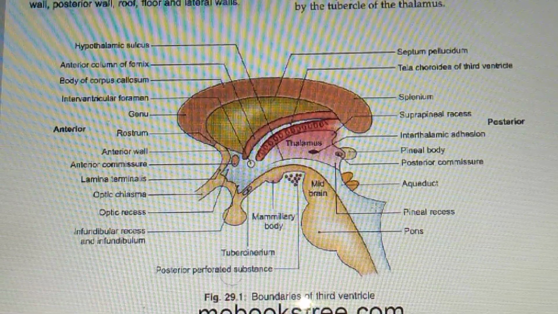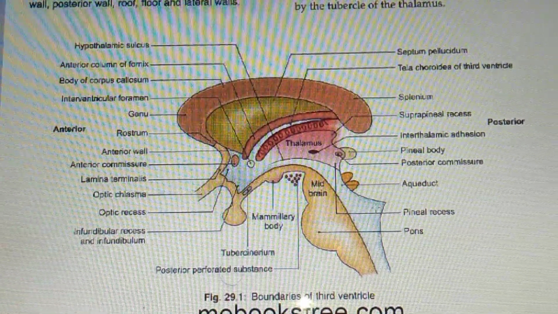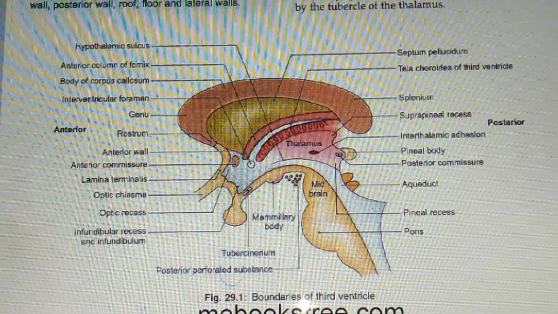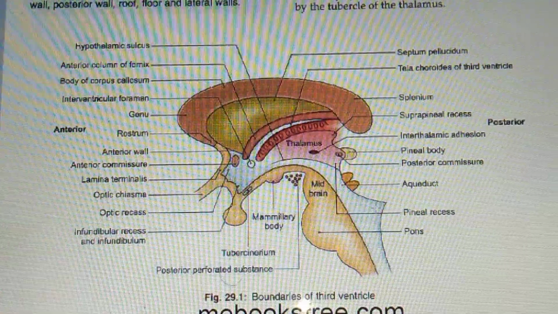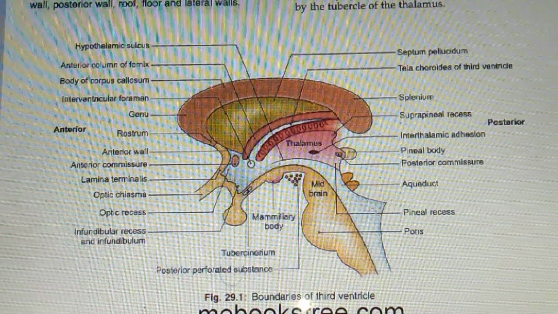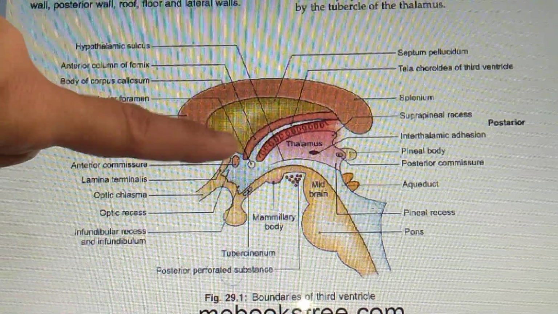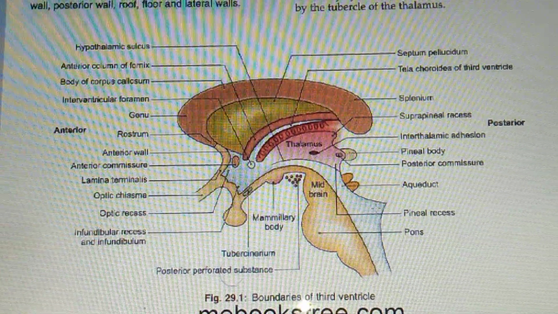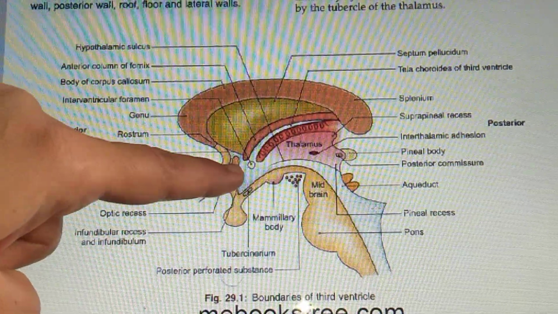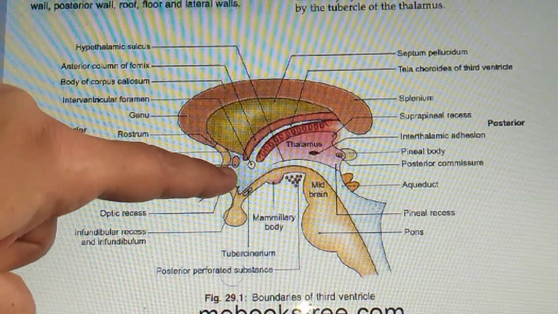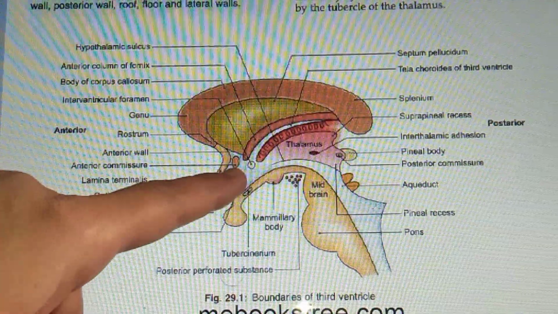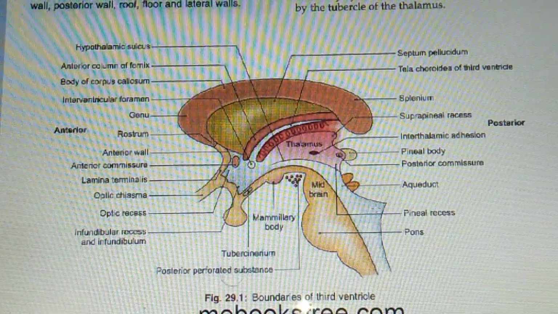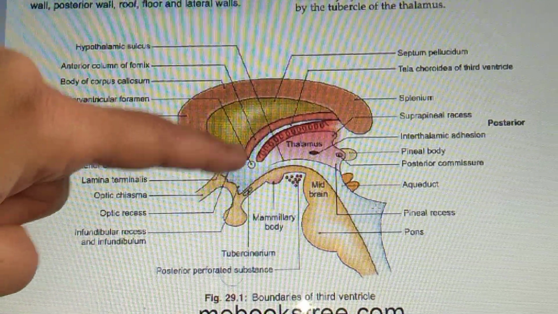In boundaries, first we will take the anterior wall. Now the anterior wall we have already done with some of the aspects, and you will be clear with this diagram also, right? In the anterior wall you can see it is formed by the lamina terminalis. This area forms the lamina terminalis, and then you have the anterior commissure, shown here, and the anterior column of the fornix. So all this is the anterior wall.